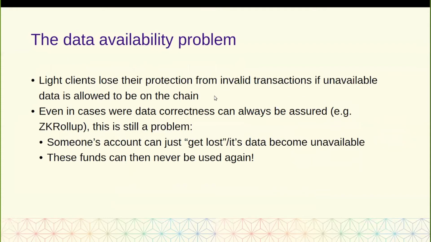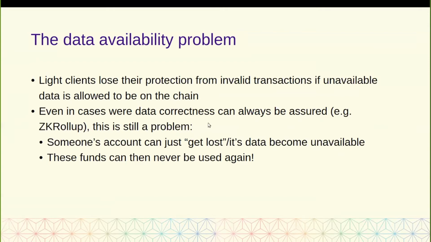So yeah, from this data availability problem, the direct consequence is that light clients lose their protection from invalid transactions, because at the time the transactions and created data might be unavailable, and so invalid data may be on the chain. But actually it's a bit more than that even.